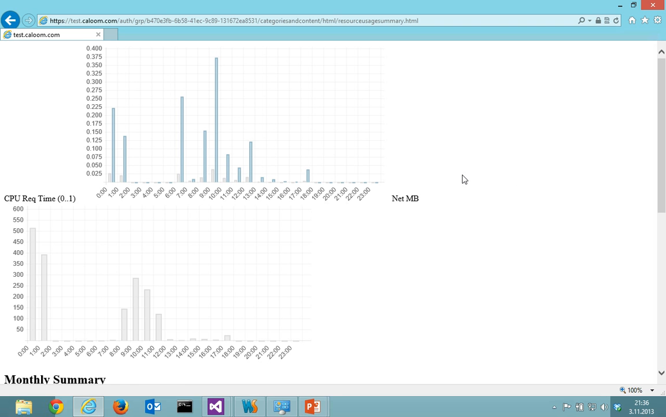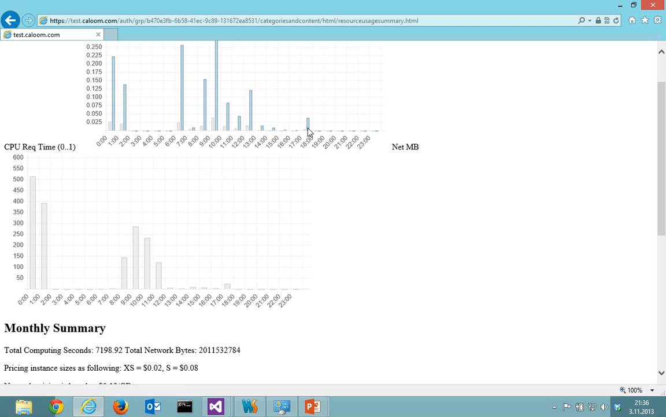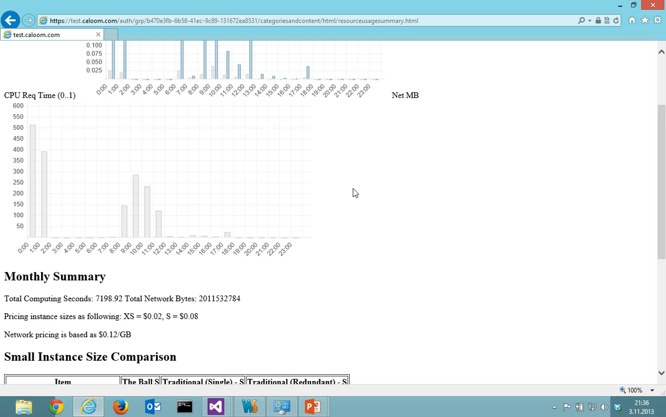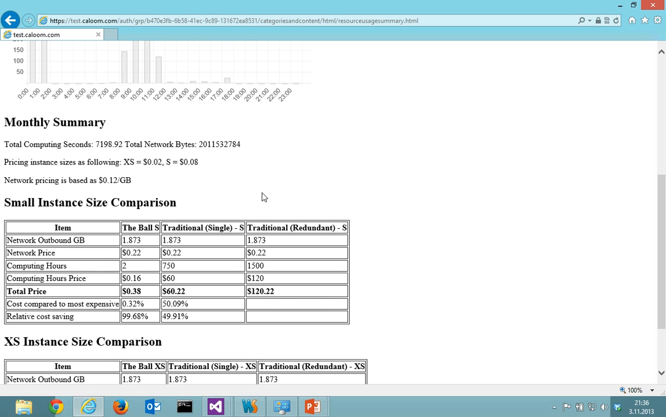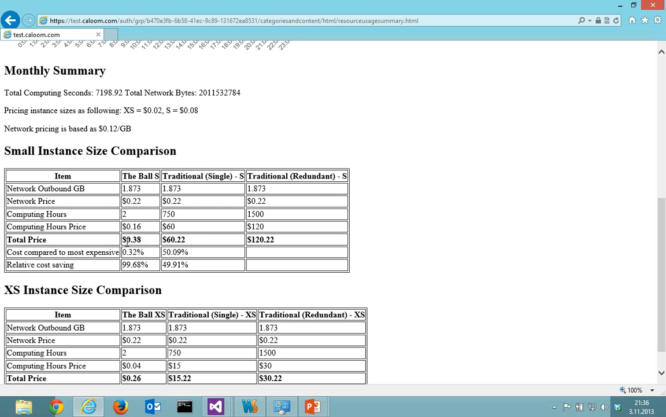They are a bit different now. There are some spikes from my tests in the evening. We are around total computing seconds. It's 2 hours now for serving all the stuff. Total network outbound is 2 gigabytes. And the numbers are a bit different, but still the total price is quite low compared to anything reserved.